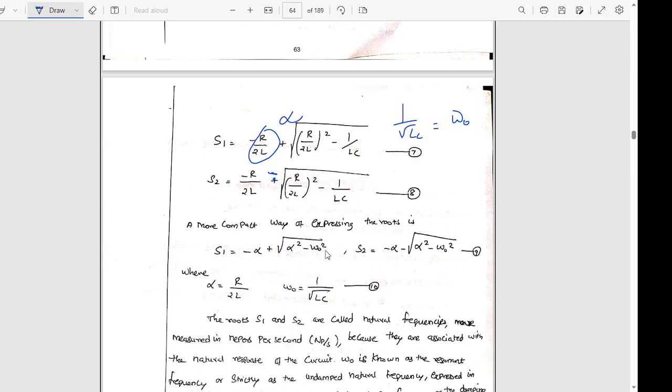Now what is the change here? Instead of plus, we'll be having minus here. That is the only change. So remember this alpha and omega naught. This formula is also important. This S1 and S2 are called natural frequencies. We call this S1 and S2 natural frequencies, and we'll be measuring that in Napiers per second.